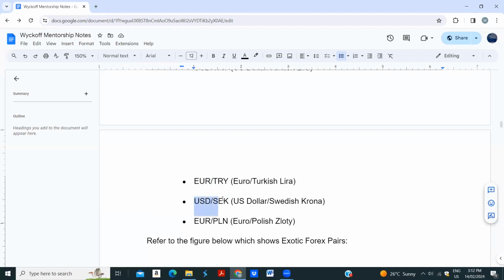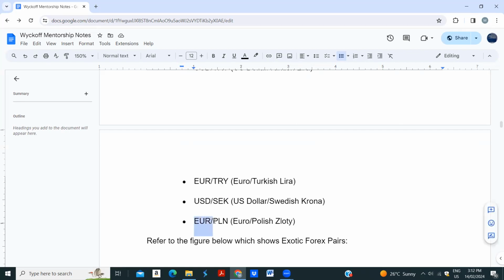Similarly, we have USD SEK. Now the US dollar is a major economy of the world. The Swedish krona is not a major economy of the world. It belongs to Sweden, which is a developed nation, but it comes in the second world order. It comes as a second world country. When we combine these two currencies together, we get an exotic currency pair.